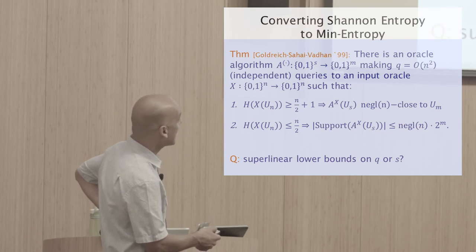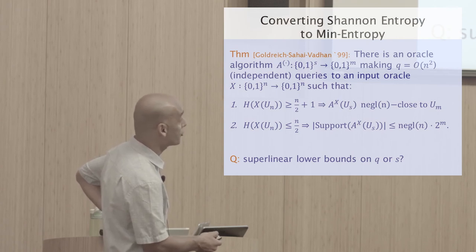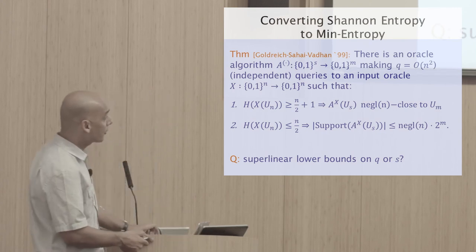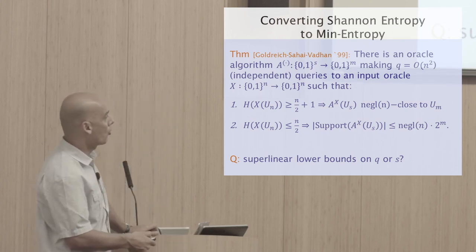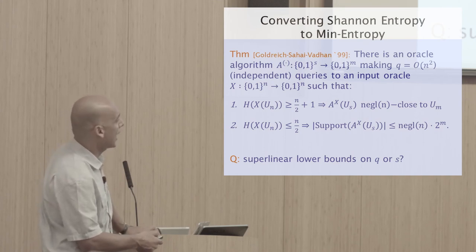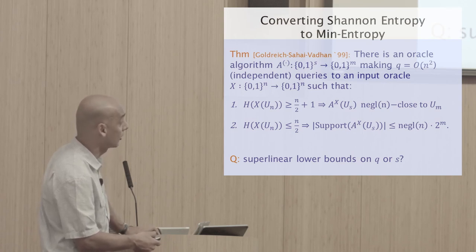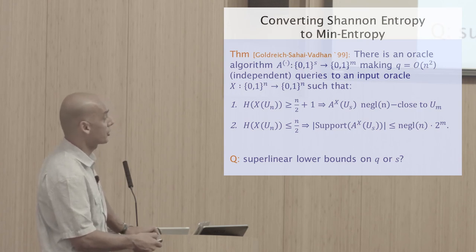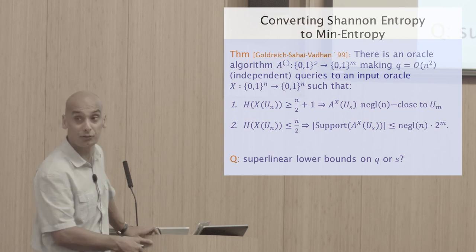Its output should, in one case, have high min entropy, or even stronger, give you something close to uniform. And in the other case, it should have low so-called max entropy, so even a small support. You can think of the first case as analogous to pseudorandomness, close to uniform, but this is statistically close. And the other is analogous to having short description: the support of the distribution is a negligible fraction of the space.